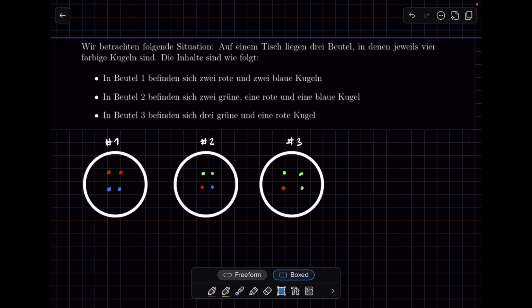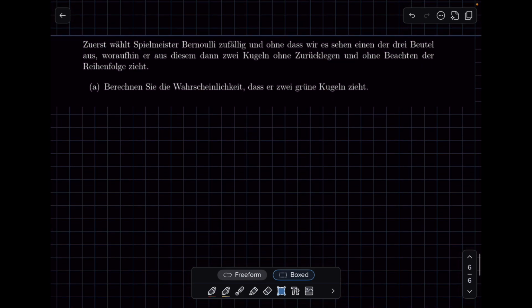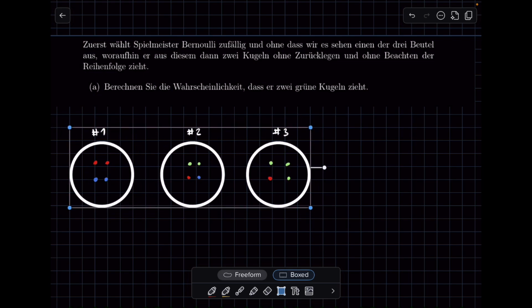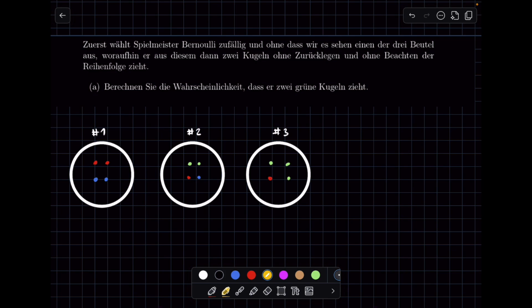And then we copy, and we go to the exercise. It says here that Bernoulli, a dude, randomly chooses one of the bags without us seeing. And out of this bag, he takes out two marbles without replacement and without checking the pattern. So basically, he's taking two marbles from a random bag, and we want to calculate first the probability that we get two green marbles. So what's the probability of that?